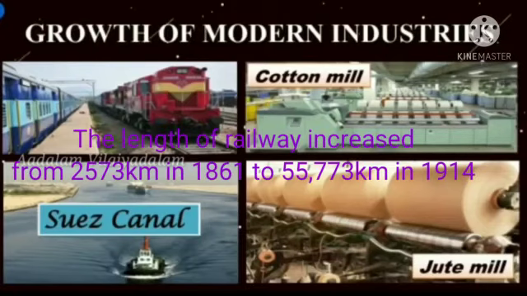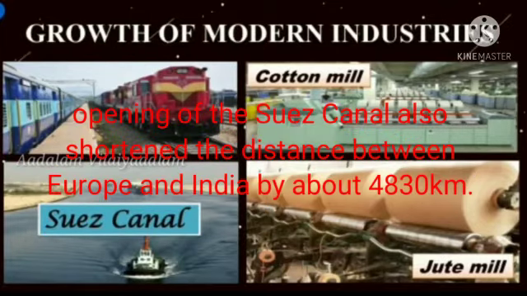Growth of modern industries. The length of railways increased from 2,573 km in 1861 to 55,773 km in 1914. Opening of Suez Canal also shortened the distance between Europe and India by about 4,830 km. This reduced distance facilitated further industrialization of India.